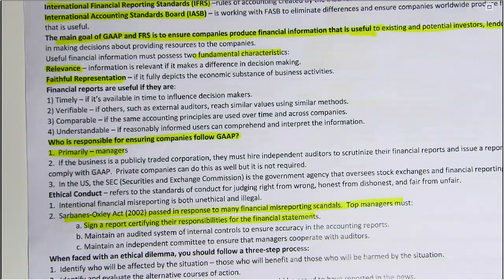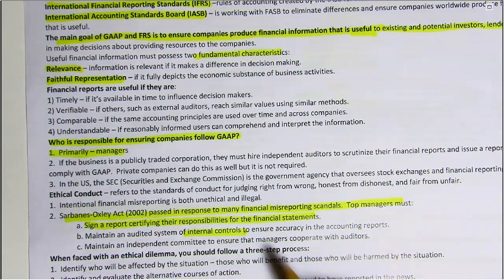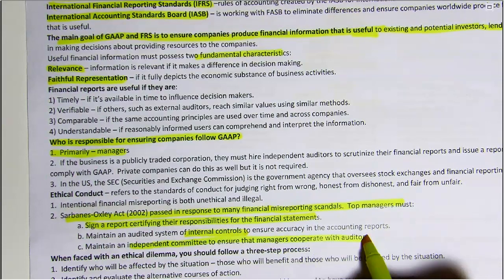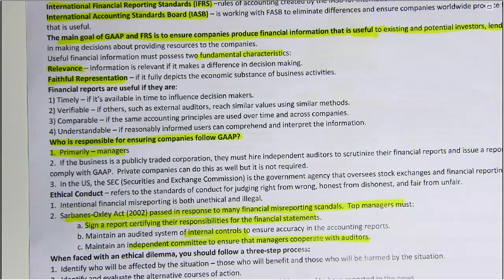Now, the Sarbanes-Oxley Act also requires a company to maintain a system of internal controls that auditors also come in and check. And these are a set of policies and procedures to encourage accuracy in the accounting reports and to safeguard assets, among other things. And they also have to have an independent audit committee that works along with the auditors to ensure that a good audit occurs. Now, the Sarbanes-Oxley Act, we said, was passed in response to all of those scandals.